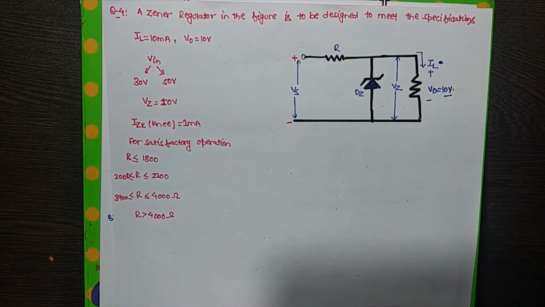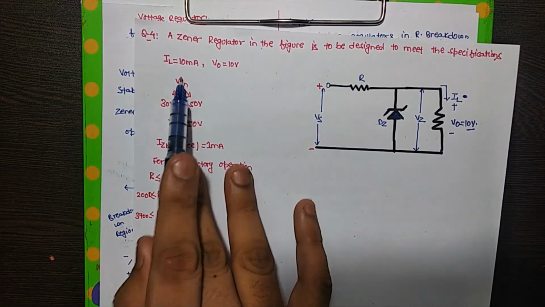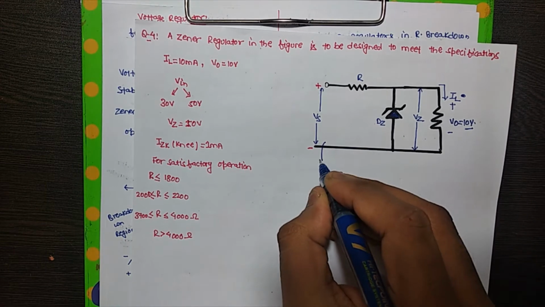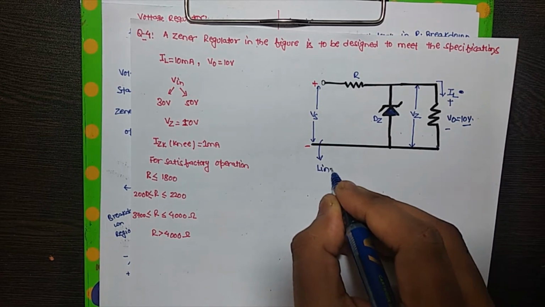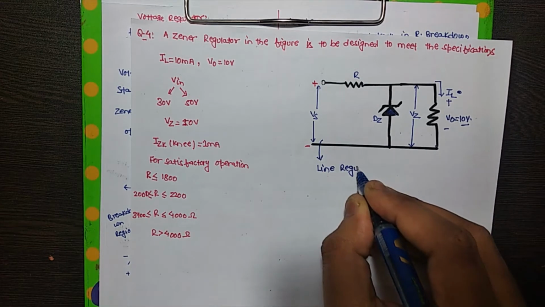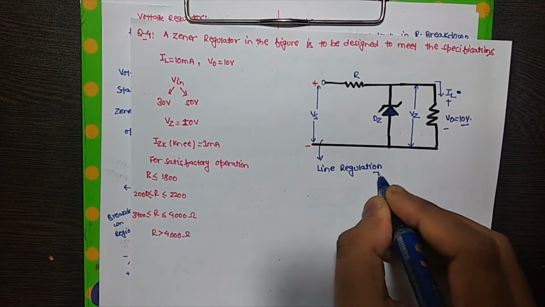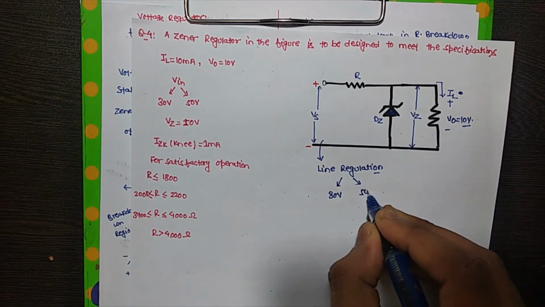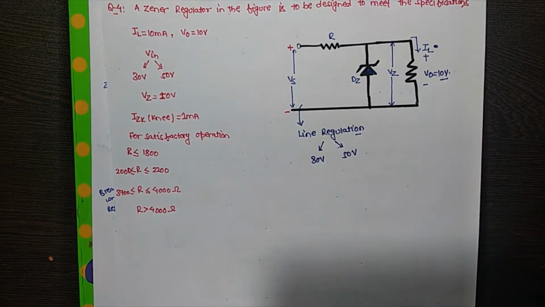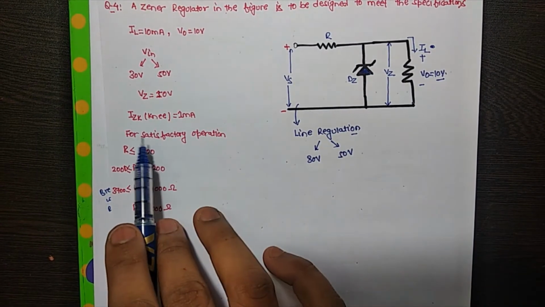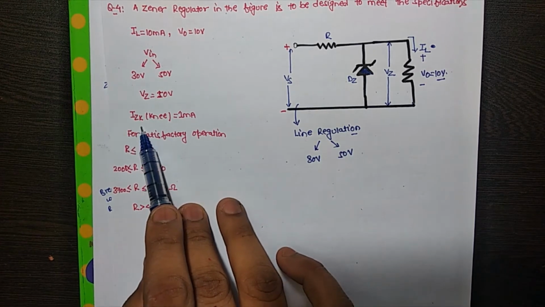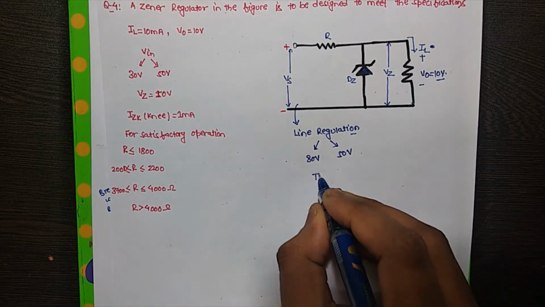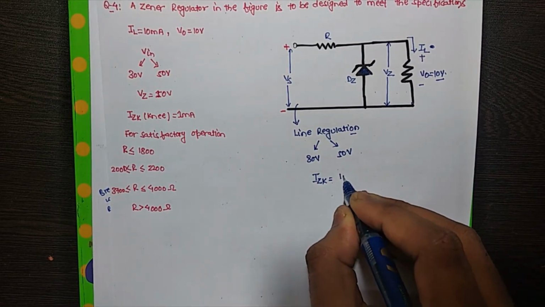Now they have varied V input from 30 volt to 50 volt. That is, they are interested in line regulation. Now they have given the knee current, that is the Zener minimum current to keep the Zener operating in the breakdown region, as 1 milliampere. That is, IZ knee is given as 1 milliampere.